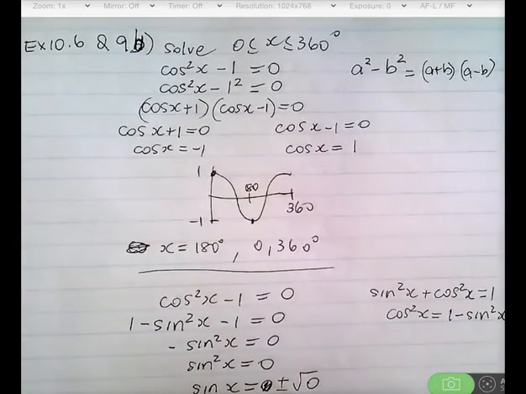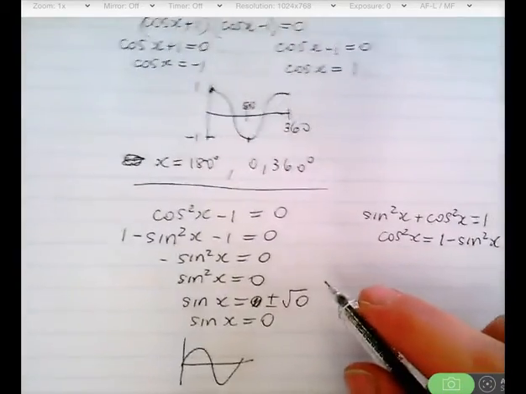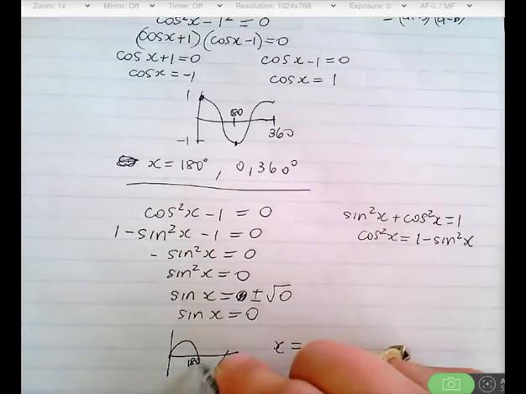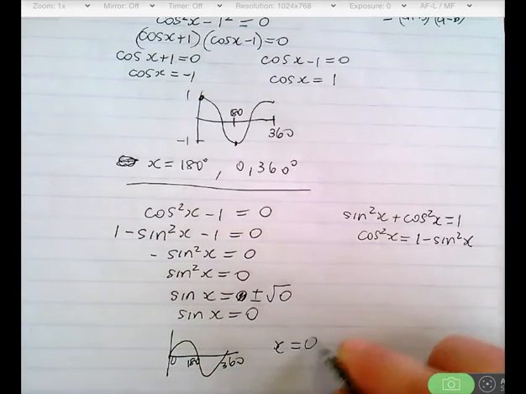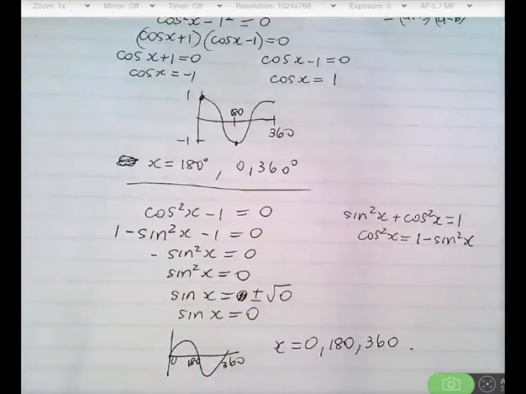Just draw the sine curve. You draw the sine curve and you get x is 0, 180, 360. Many ways to skin a cat.